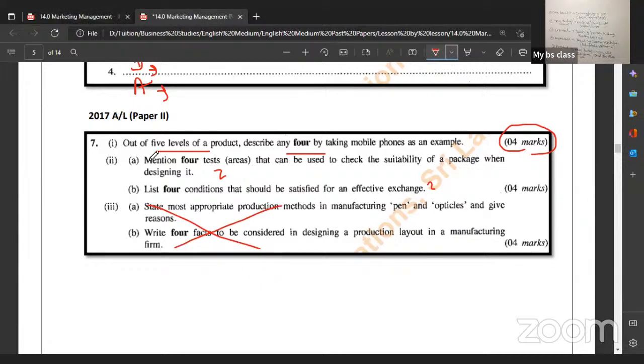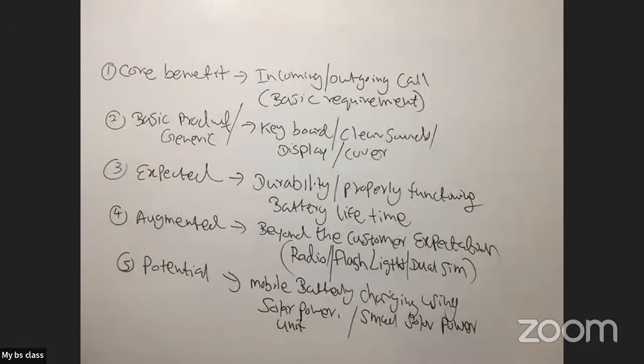Right, let's go to question number 2A. Mention 4 test areas that can be used to check the suitability of a package when designed. When we design a package, what do we have to think about? We definitely have to think about the nature of the product. Without thinking about the product, how do we create a package?